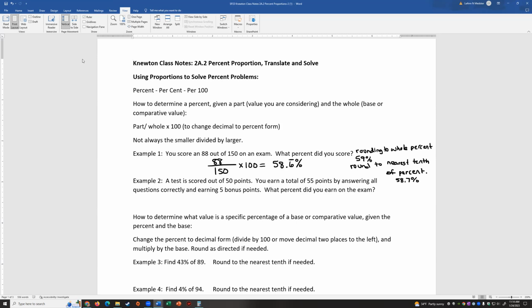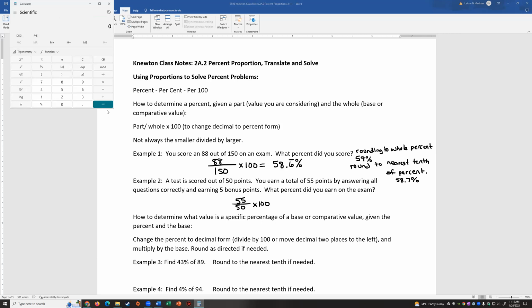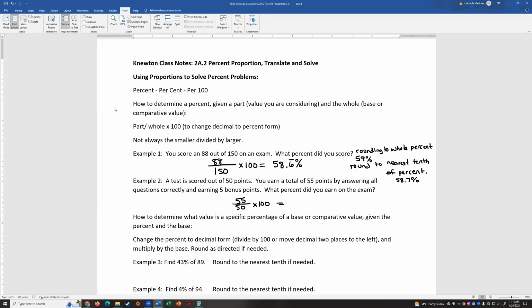A test is scored out of 50 points. You earned 55, because you answered all of them correctly plus a bonus. So you earned 55 out of a total of 50 points. You're going to have more than 100% on your exam in this scenario. So 55 divided by 50 is 1.1, times 100. That's 110%.